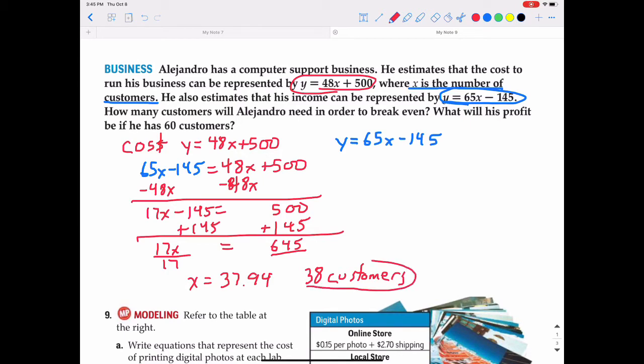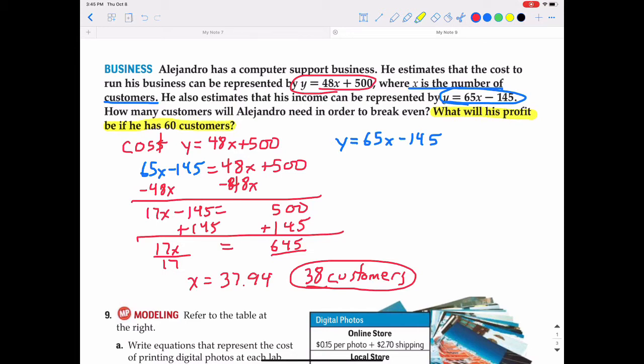Sometimes rounding is not something you should do. Oftentimes, if you get a decimal answer, you may have made a mistake because you shouldn't get decimal answers when dealing with things that require whole numbers, but this is not one of those cases. So that's the first part, is that we need 38 customers to break even. There is a second part of the question. The second part is, what will his profit be if he has 60 customers?